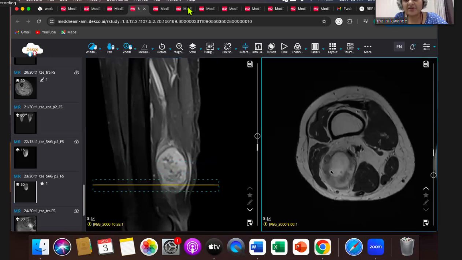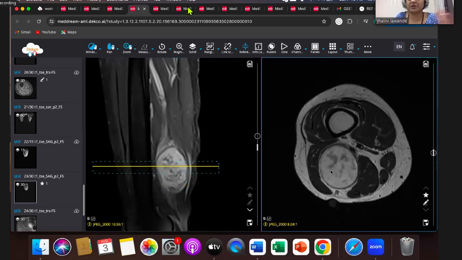So imaging wise on MR, you may not be able to distinguish. If you can see something aggressive, very ill-defined, infiltrating the adjoining tissue, then yes, you'll say malignant peripheral nerve sheath tumor. Otherwise, you'll just say a nerve sheath tumor, whether it's benign or malignant, may be difficult to say on MR.